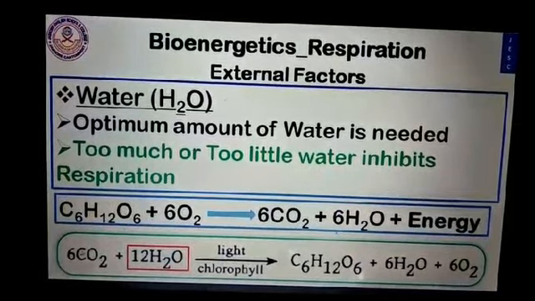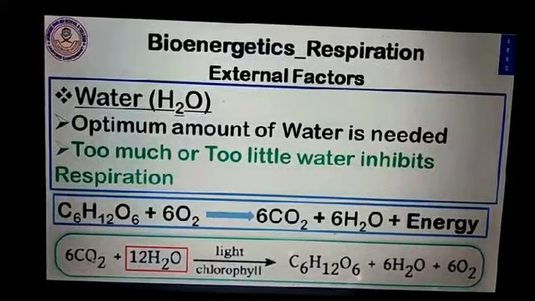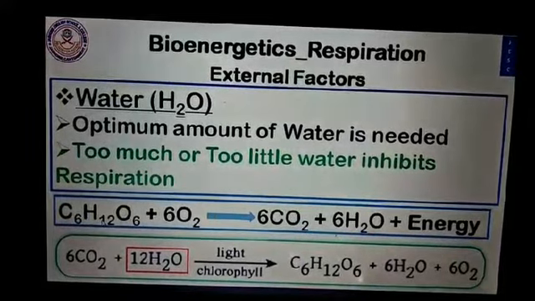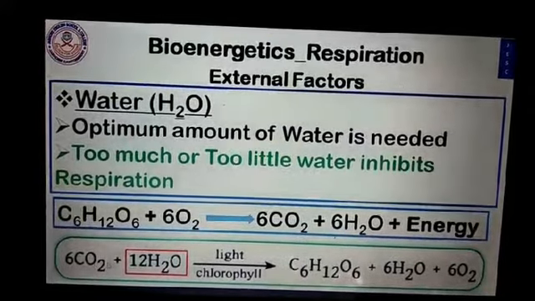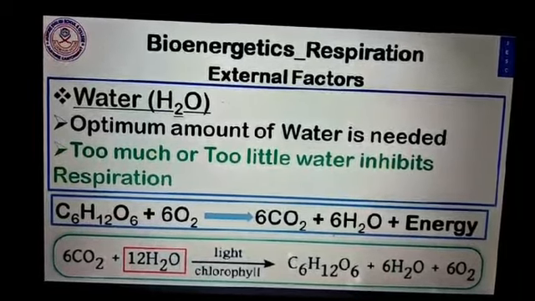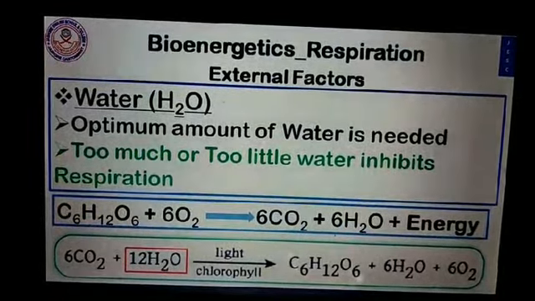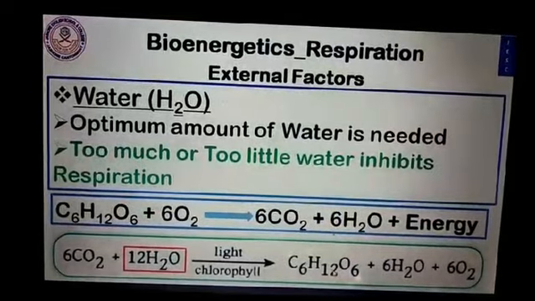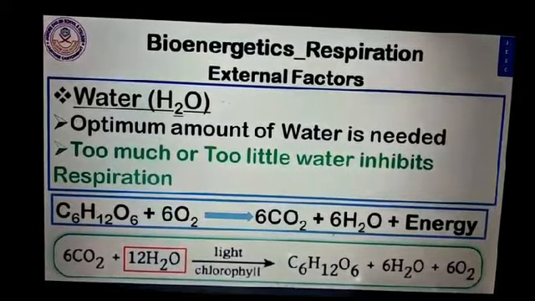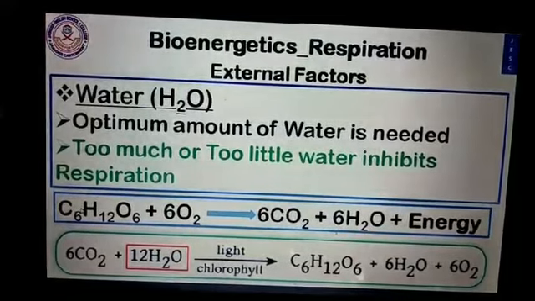For example, this reaction is the reaction of photosynthesis, and photosynthesis and respiration, these two reactions occur simultaneously. In the daytime photosynthesis occurs, and for photosynthesis water is required as a reactant. So carbon dioxide reacts with water and glucose is produced. So if in the daytime there is no water, that means no glucose will be produced, and if there is no glucose, then definitely no respiration will occur.